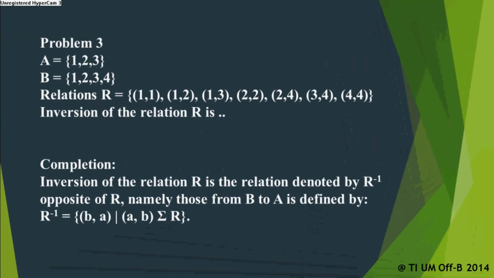Problem 3. A equals 1, 2, 3. B equals 1, 2, 3, 4. Relation R equals (1,1), (1,2), (1,3), (2,2), (2,4), (3,4), and (4,4). The inverse of the relation R is the relation denoted by R inverse. The set of R, namely those from B to A, is defined by R inverse equals (b, a), where (a, b) is in R.